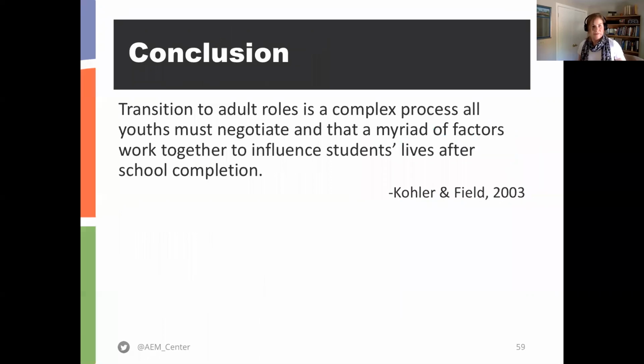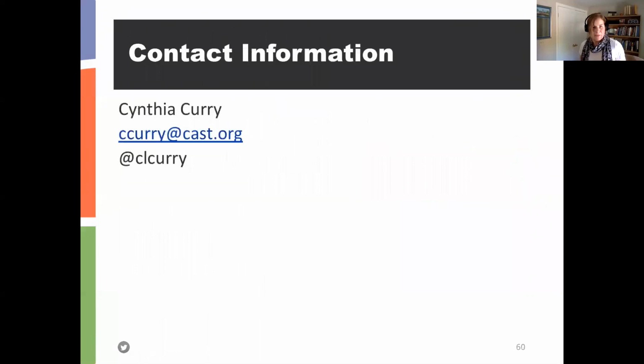So in conclusion, I just grabbed this quote from Kohler and Field. Transition to adult roles is a complex process all youth must negotiate, and a myriad of factors work together to influence students' lives after school completion. So in other words, it's really complex, but so important and so rewarding when it's done right.